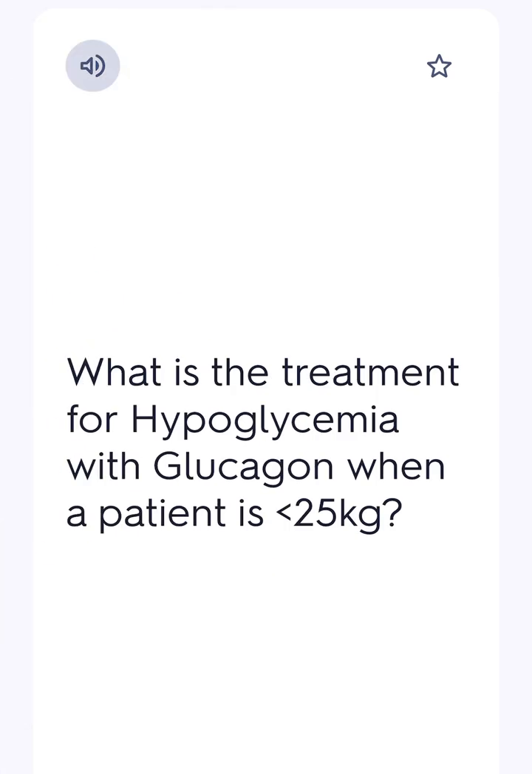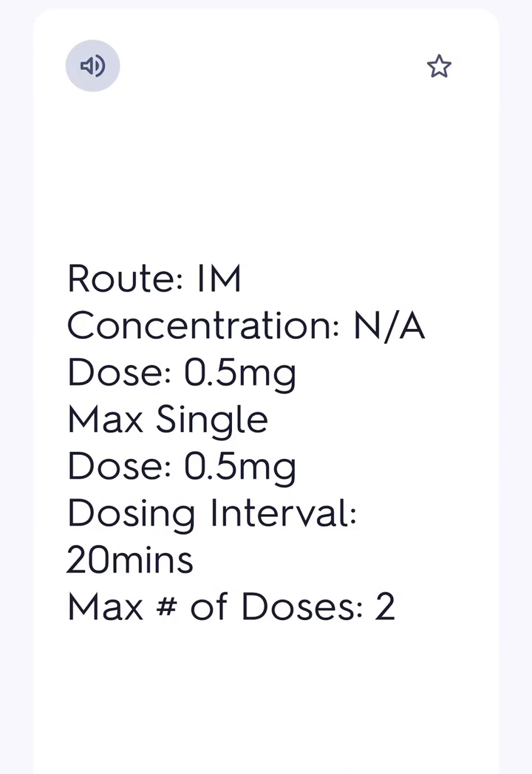What is the treatment for hypoglycemia with glucagon when a patient is less than 25 kilograms? Route, IM. Concentration, n/a. Dose, 0.5 mg. Max single dose, 0.5 mg. Dosing interval, 20 minutes. Max number of doses, 2.